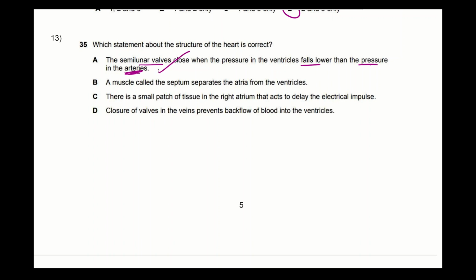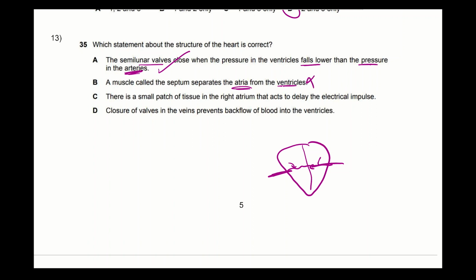For B, a muscle called the septum separates the atria from the ventricles. This is totally incorrect. The reason for this is that the muscle in the middle of the heart is called the septum, and it separates the right-hand side of the heart from the left-hand side. What separates the atria from the ventricles is actually the horizontal valves. The atrioventricular valves separate the upper layer, which is the atrium, from the ventricles.